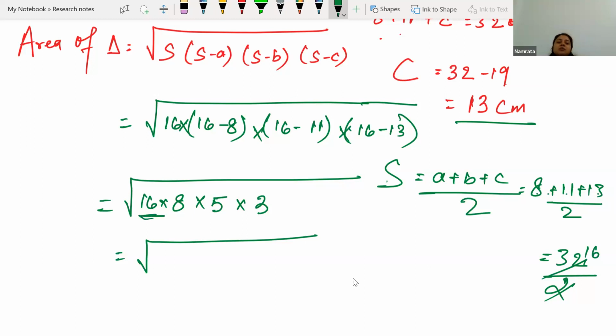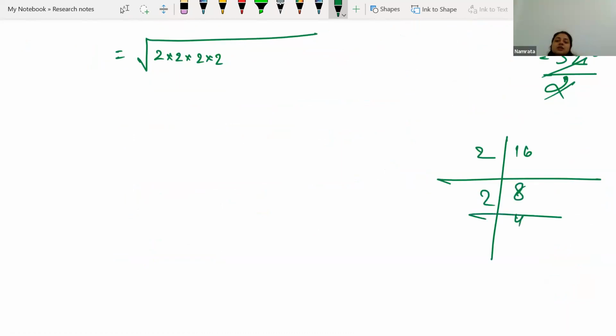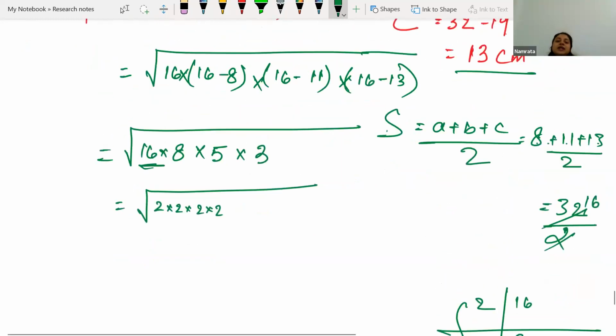So 16, you can break it as 2 into 2 into 2 into 2. Now, if you are thinking about how to break this 16, you can go ahead and do the factorization, just like this one. 16, you can factorize to 8 times 2, 4 times 2, 2 times 2, so you got 2 times 2 times 2 times 2. Similarly, 8 we can break as 2 into 2 into 2.